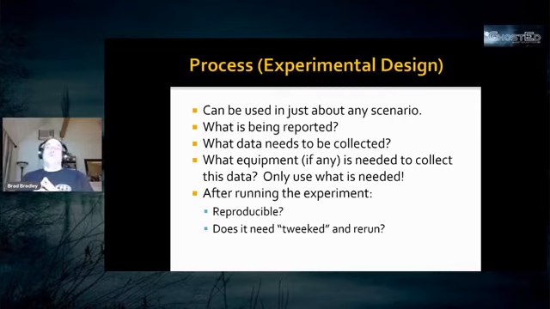But if it's not reproducible, do you need to tweak the experiment and try it again to see what you get? Because your experiment could fail. That happens all the time in academia. Your experiment could fail, so you need to look at your experiment. Do you want to toss it? Do you want to throw that theory out? Or did you find out some things while you were running the experiment that were detrimental to the experiment being run? Then you might need to tweak it and try it again. So that's the idea behind experimental design in the scientific method.